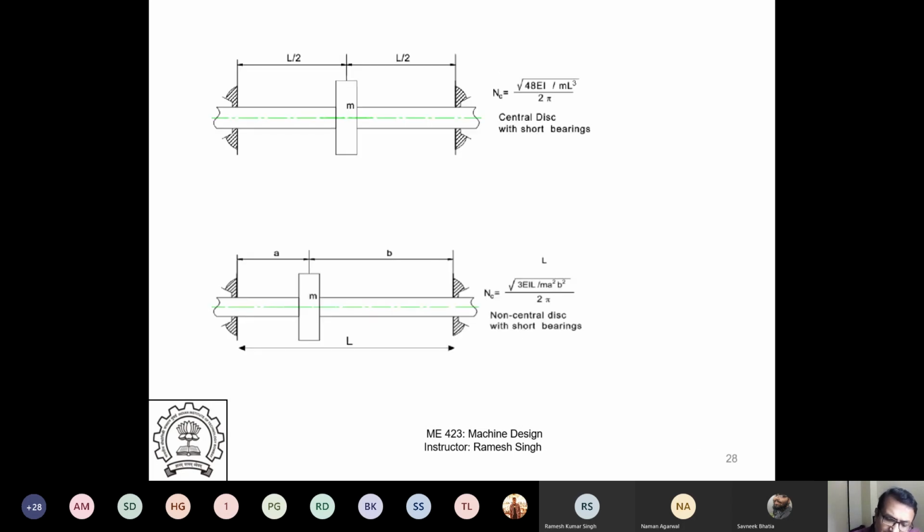And then there are other configurations. Central disc with short bearings. This can be assumed to be a simply supported configuration.